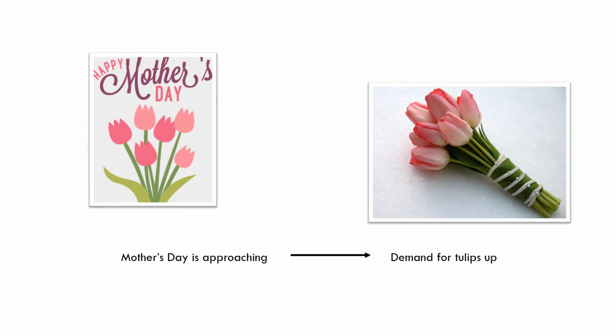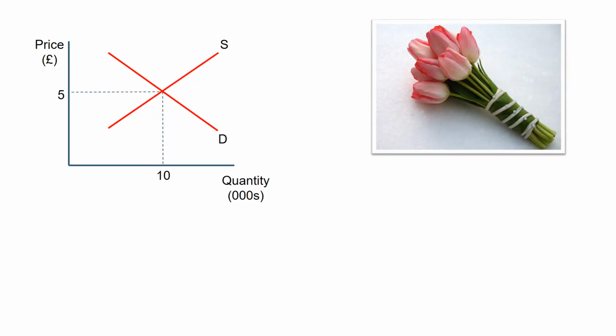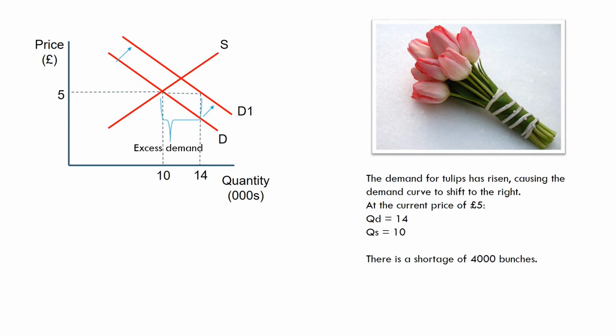Mother's Day is approaching, and as a result, there's an increase in demand for tulips. So in this scenario, demand would shift to the right. Now again, at a price of £5, this creates an issue in our market, because now, with there being more demand, people would want to buy 14,000, but suppliers would only want to produce 10,000 at £5. So in this situation, we have what's known as excess demand.